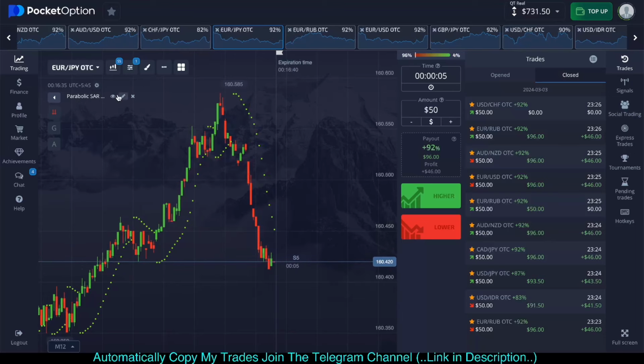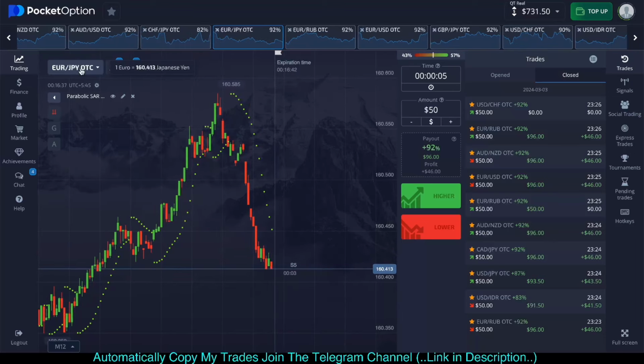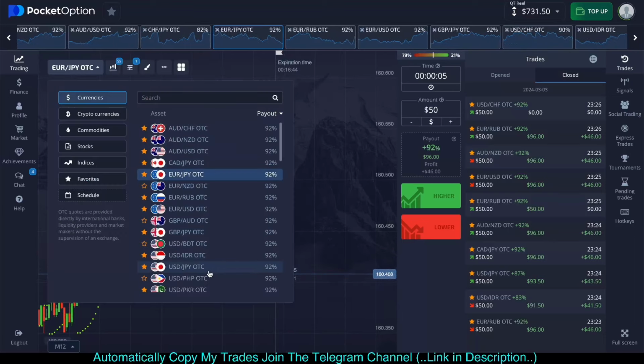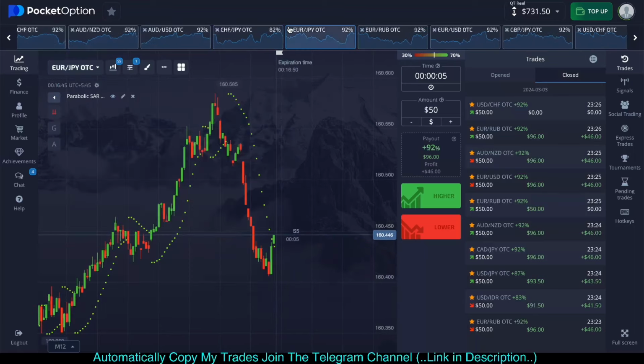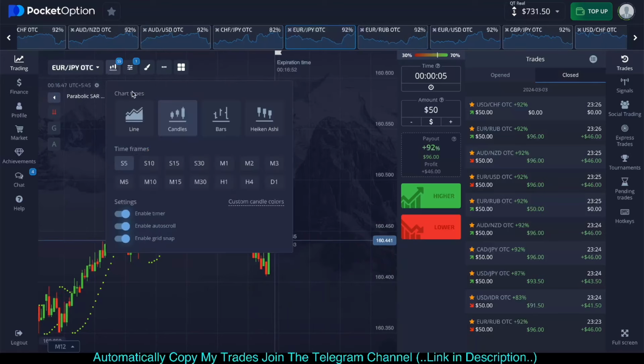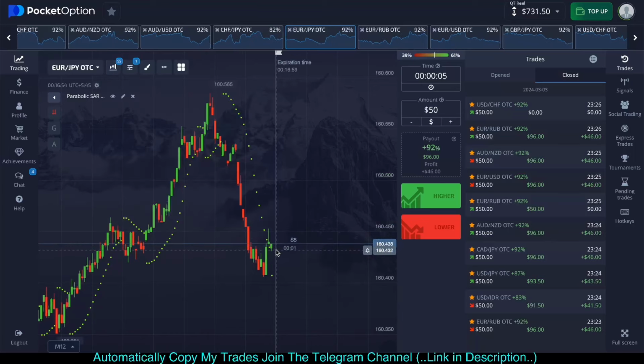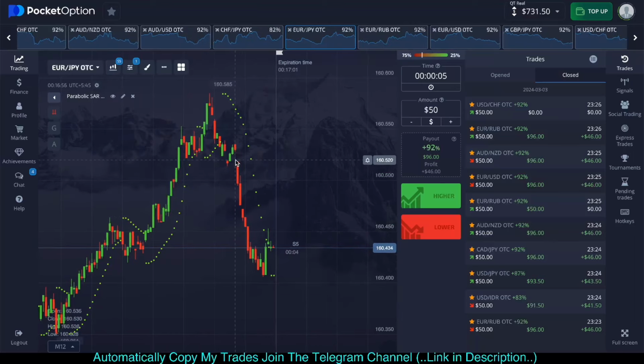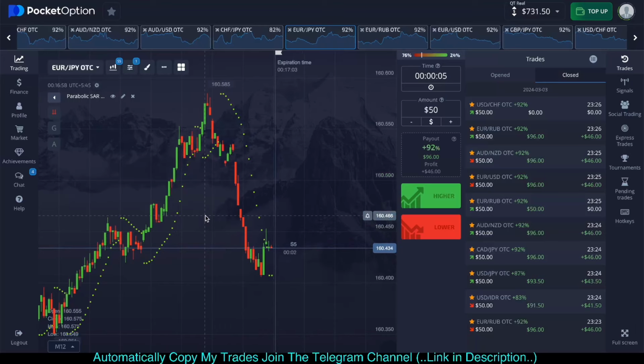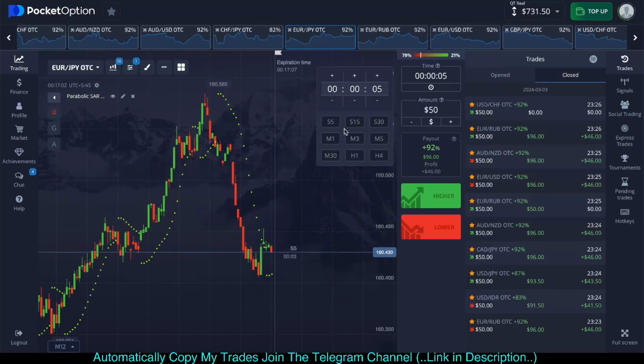Now see, the strategy is extremely simple. You just need to first make all of these OTC currency pairs your favorite. Just make these stars yellow and they will start to appear here. Once you do this much, simply select the candles chart type and select the S5 time frame. S5 time frame simply means these candlesticks are forming in a 5-second time frame. Now, if it is a flag, make it a clock and select the S5.